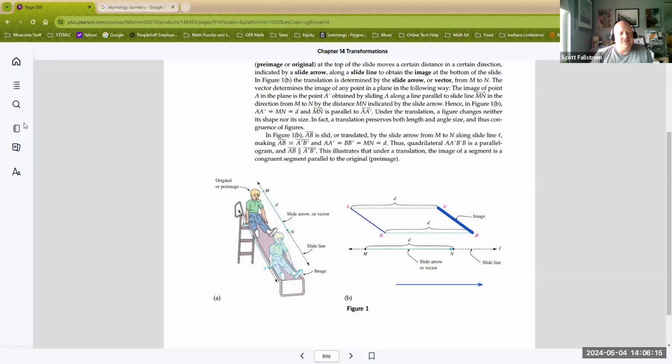They've got an image here. I think the reason they're trying to use the actual slide is because that's what a kid did. He went down the slide, so that'll stick in your mind. But notice there's a starting point for the child's head and then a direction. And that is the idea of a translation. Translation, also known as a slide.